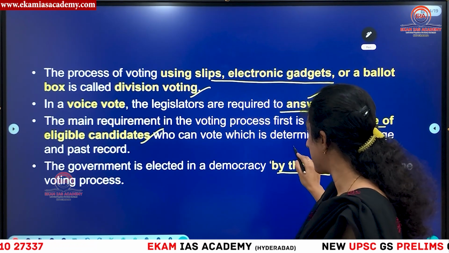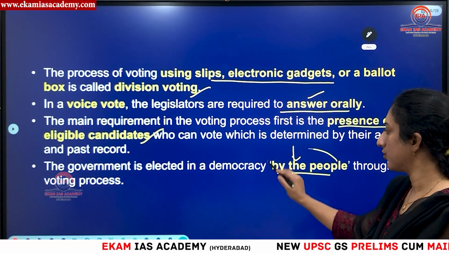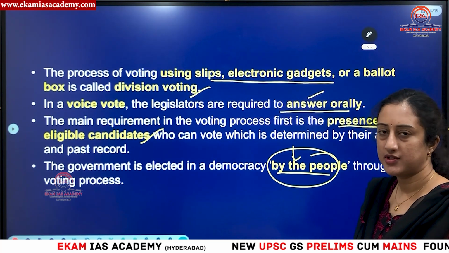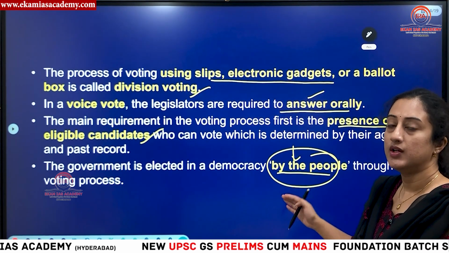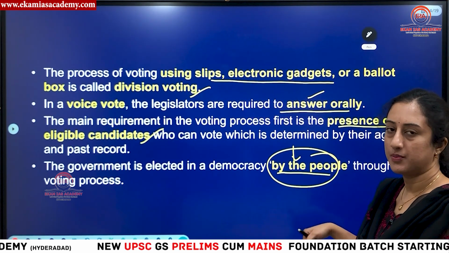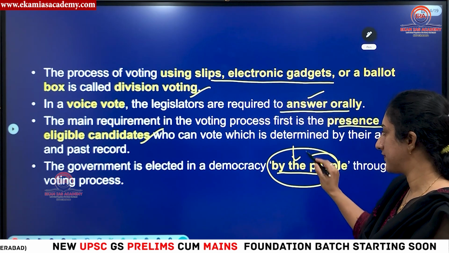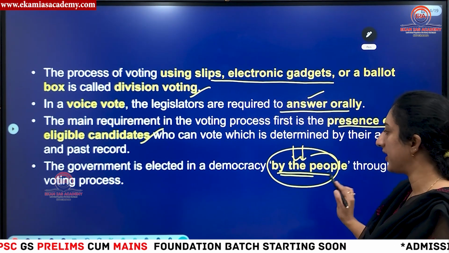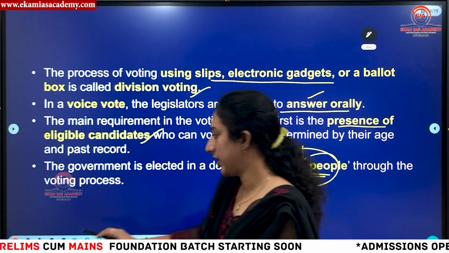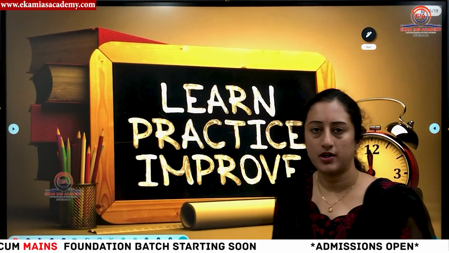The main concept of the floor test is that not only do the people elect their representatives, but for those representatives to remain in power, they should enjoy the confidence of the representatives elected by the people. Democracy means for the people, of the people, and by the people. So this principle of by the people is maintained through this voting process. That is why the floor test is conducted by voting.